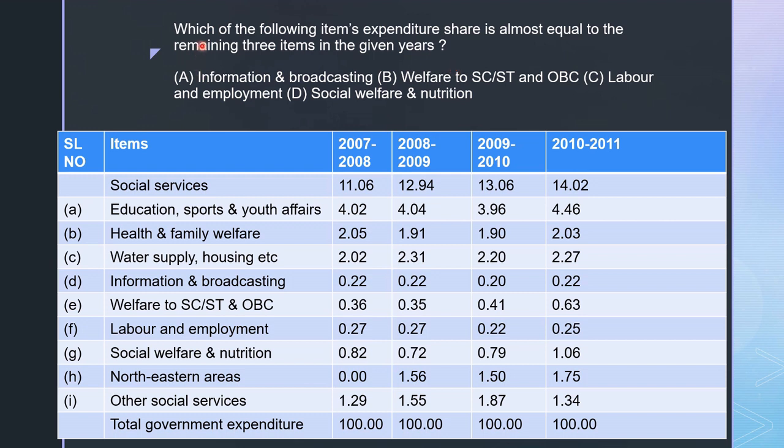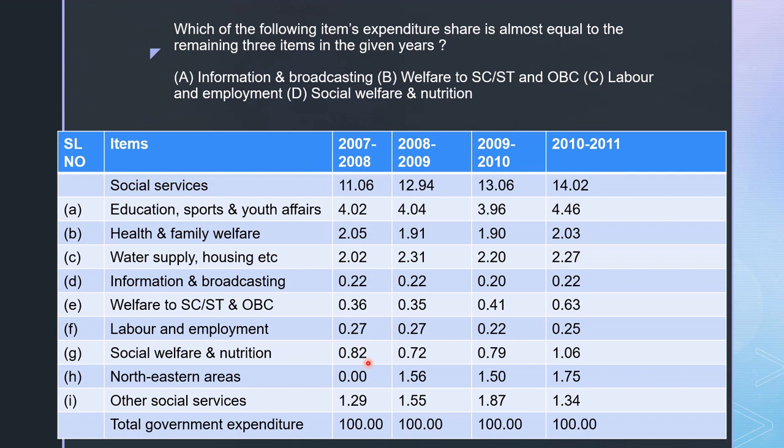How do we solve this problem? The question is, which of the following items expenditure share is almost equal to the remaining three items in the given years? So if we add option A, option B and option C, and this value is equal to social welfare and nutrition, then we get the solution. So what is the value of information and broadcasting? 0.22. Next value is 0.36, welfare to SC, ST and OBC, and labor and employment value is 0.27. If we add these three numbers, we get 0.85, which is nearly equal to social welfare and nutrition, whose value is 0.82. Okay, if we add 0.22 plus 0.36 plus 0.27, the total value is 0.85, which is nearly equal to 0.82.